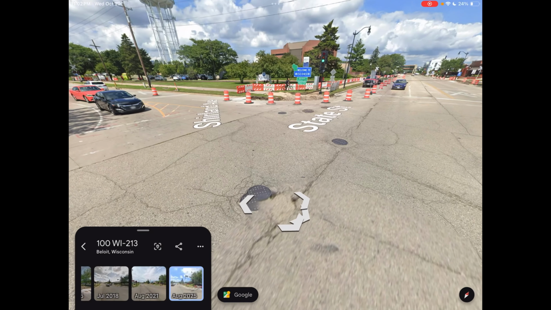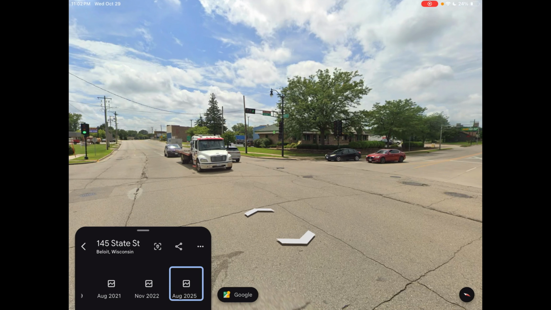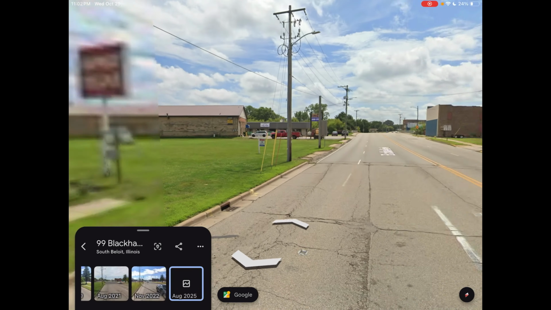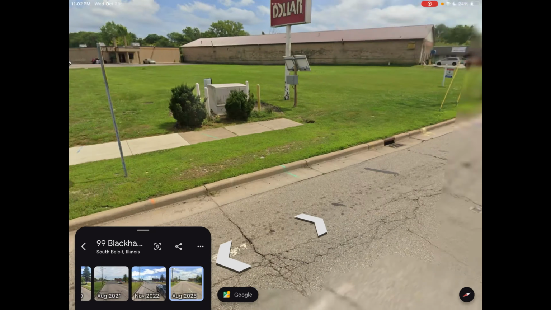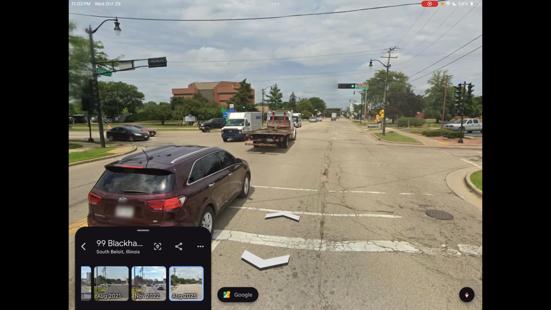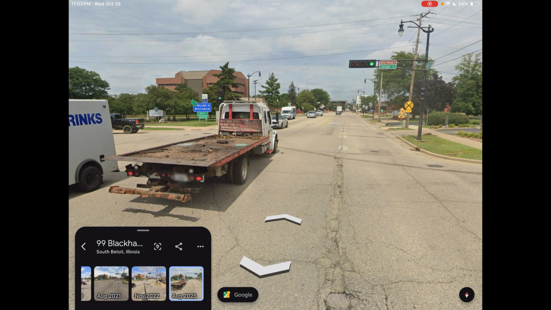I think this light right here did get a lens upgrade. Let me see. I think it did. No, it did not. Okay. But yeah, that was why I saved this for last. And yeah, there's Illinois. Hi, Illinois. I'm not going to show you guys South Beloit traffic lights because that's considered South Beloit, not Beloit.